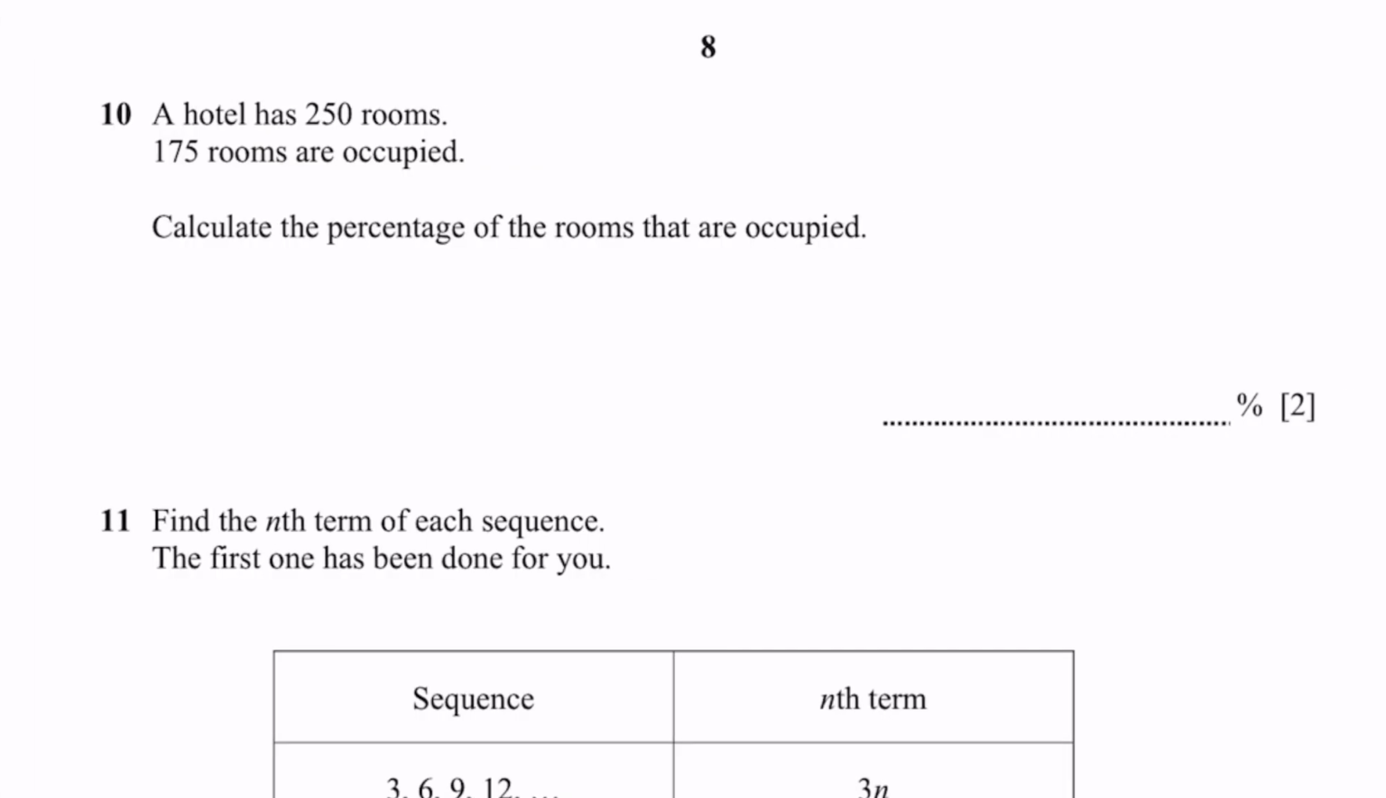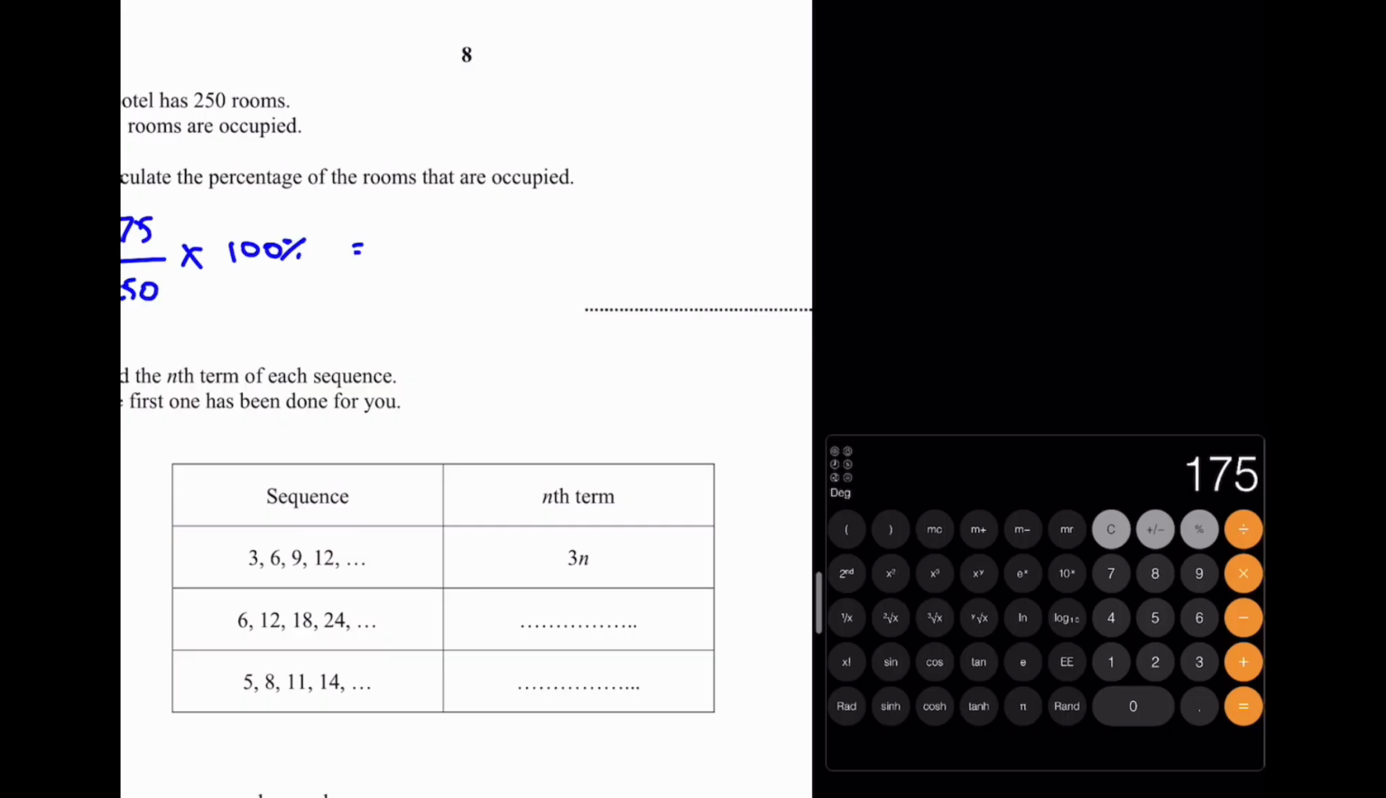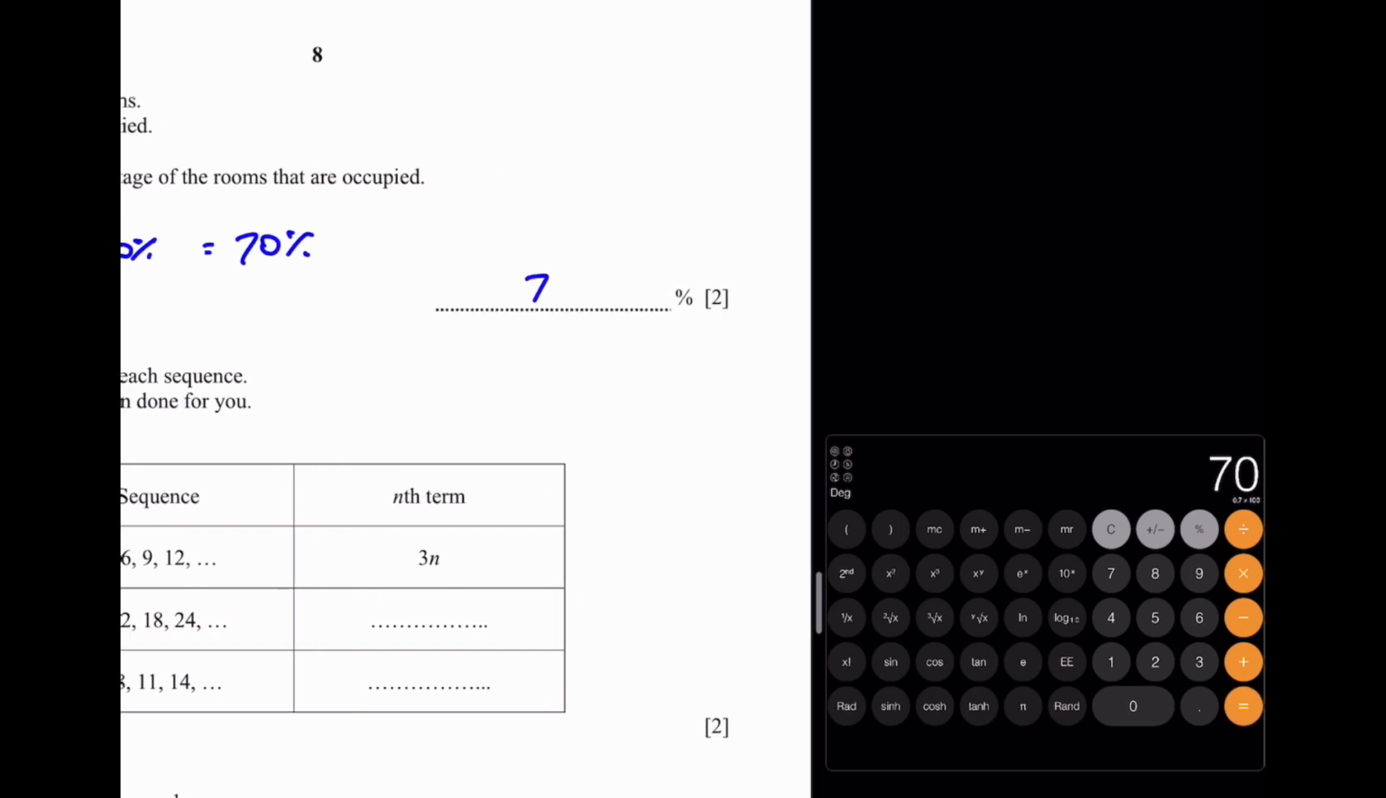Question 10. A hotel has 250 rooms. 175 are occupied. Calculate the percentage which are occupied. Percentage is 175 by 250 into 100%. Now let's use a calculator. 175 divided by 250 is equal to 0.7 into 100. That's equal to 70% of the rooms which are occupied. That's the answer.